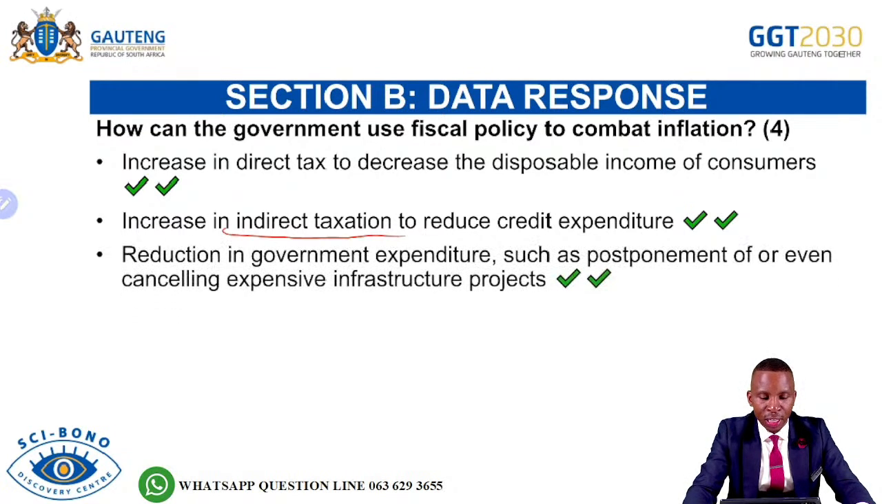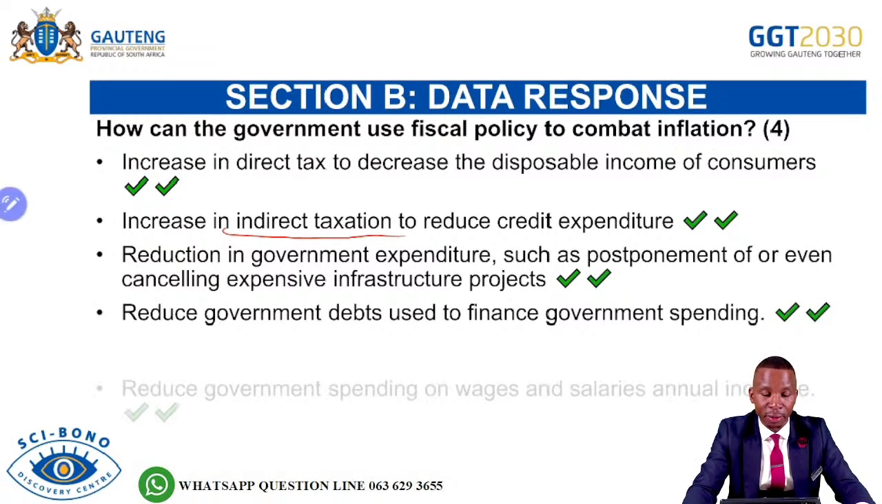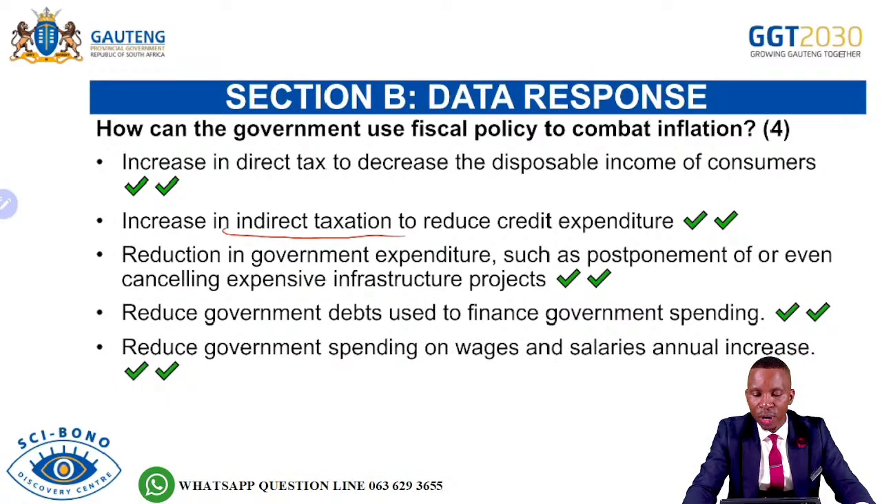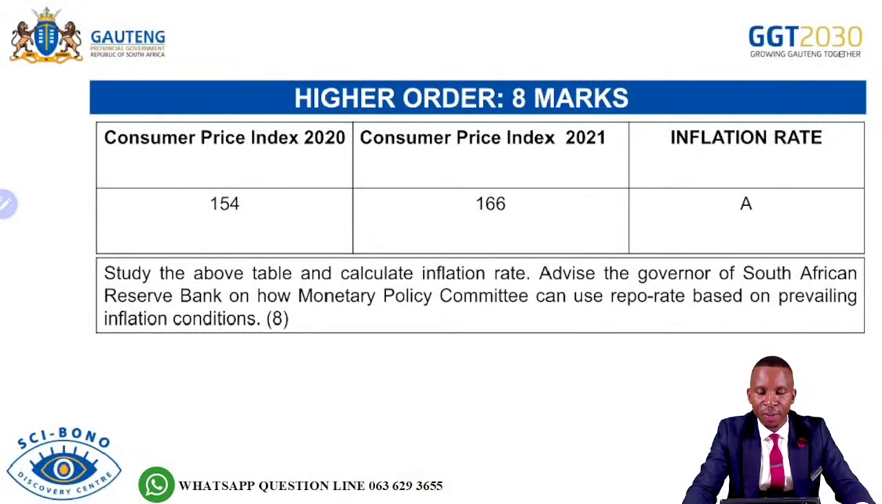And then let's continue. Reduction in the government expenditure, such as postponement of or even cancelling expensive infrastructure projects. Reduce government debts used to finance government spending. Reduce government spending on wages and salaries, annual increase. And then we are given inflation in there.